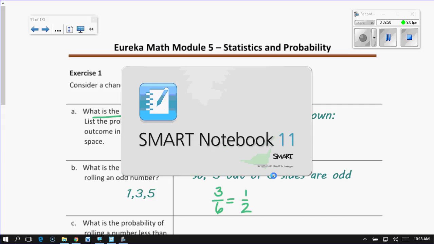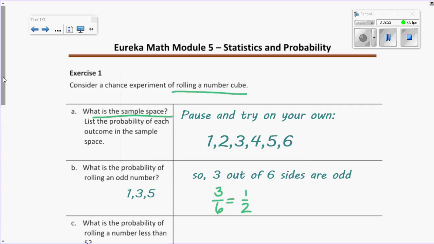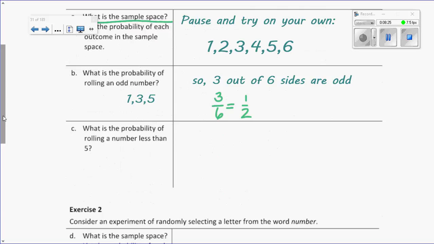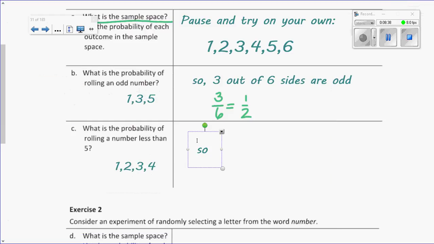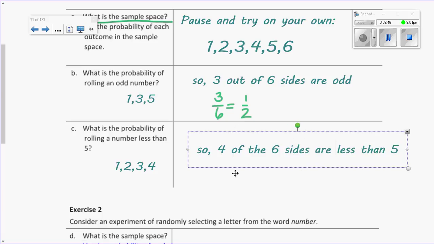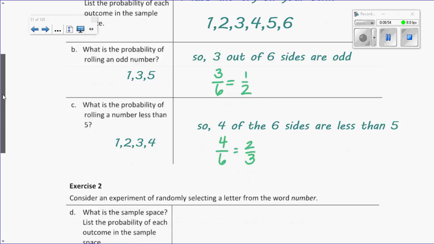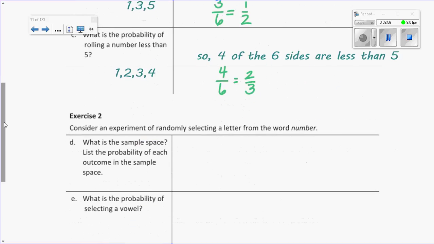Okay, and then on the next one, it says, what is the probability of rolling a number less than 5? How many numbers are less than 5? We have 1, 2, 3, and 4. Remember, it says less than 5, not equal to 5. So that means 4 of the 6 sides are less than 5. So we would write 4 over 6 and then go ahead and reduce that. Okay, so 2/3.